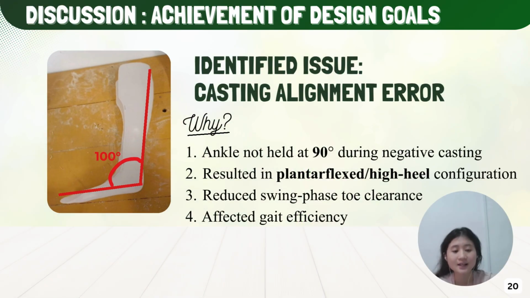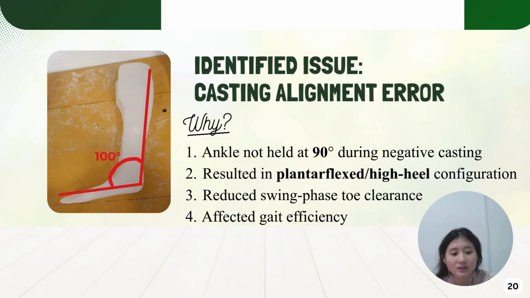Why did the casting alignment error occur? During negative casting, the ankle was not maintained at the neutral 90-degree position. This resulted in a plantar flexed, high heel alignment in the AFO. Consequently, swing phase toe clearance was reduced, negatively affecting gait efficiency. This highlights that accurate ankle positioning during casting is critical to achieve optimal AFO biomechanical performance.